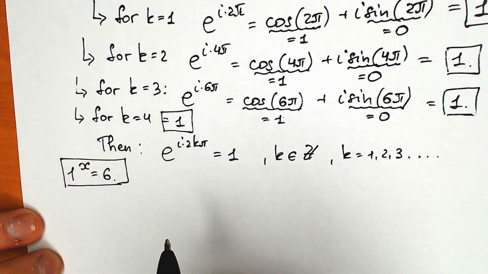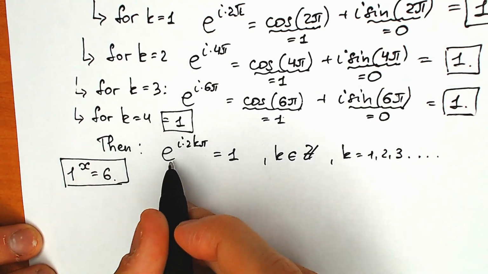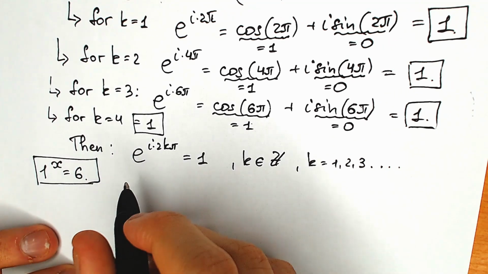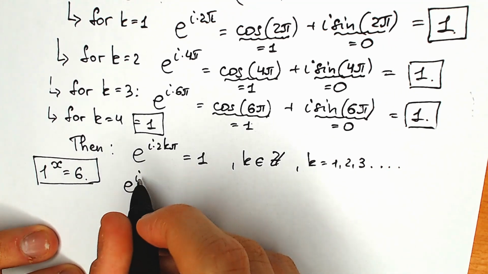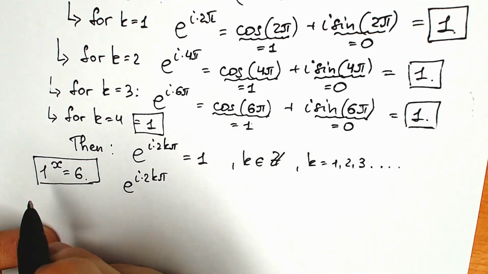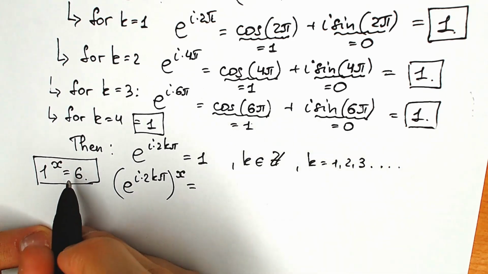And we know that we don't have real number roots. So right now, instead of this one right here, let's plug in this e to the power i 2kπ. Okay, let's do this right now. So as a result, we have e to the power i times 2kπ raised to the power x, because we plug it in instead of this one, raised to the power x, is equal to not 1 but 6.